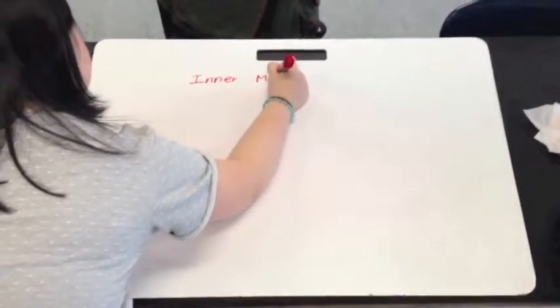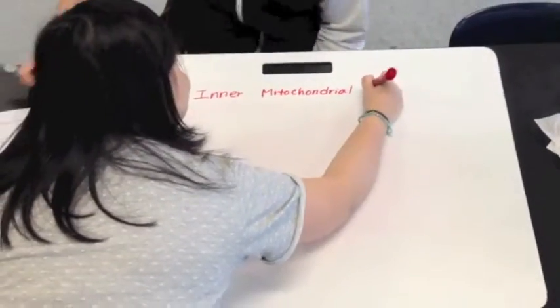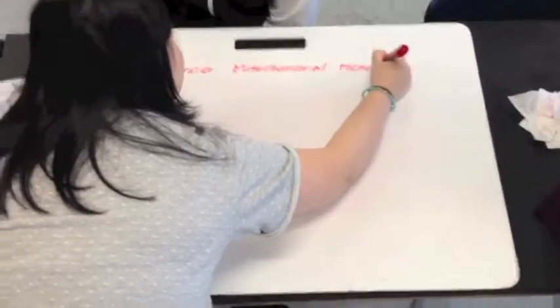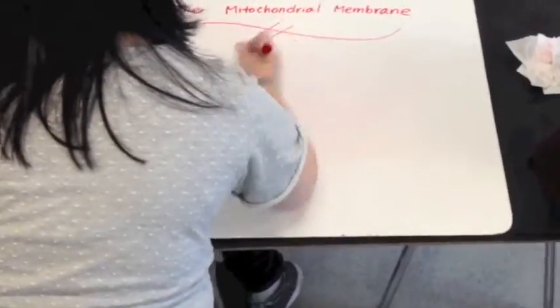After the Krebs cycle comes the electron transport chain. The chain takes place in the inner mitochondrial membrane. The membrane is composed of a phospholipid bilayer. This is 2 layers of lipids that create the inner membrane.